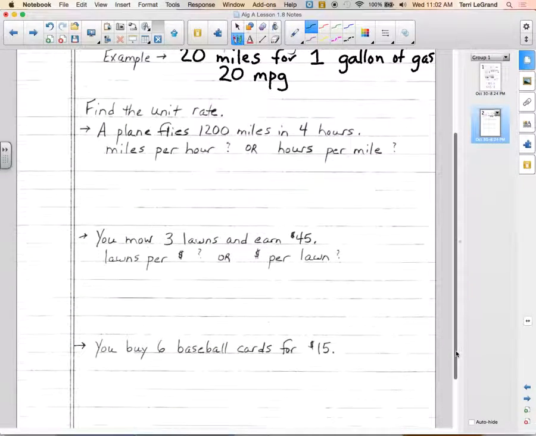Okay, let's find the unit rate here. We have a plane that flies 1,200 miles in 4 hours. First of all, the first thing you always got to decide is, what kind of unit do you want it to be? Do you want it to be per 1 mile, or do you want it to be per 1 hour? So in this case, would it make more sense to do it miles per hour or hours per mile? Josie? Oh, did you have a question?